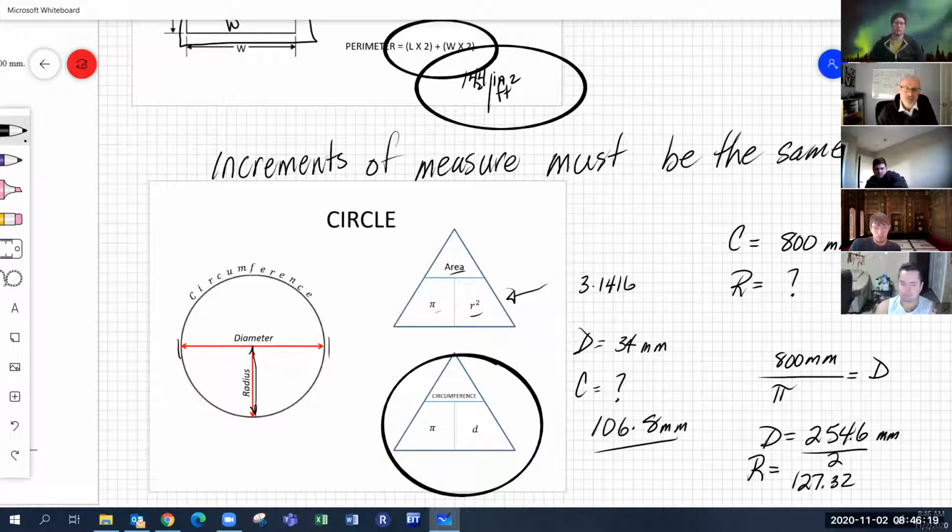Your increments of measure must be the same. I can't multiply feet and inches together. I can't multiply millimeters and meters together. I can't multiply centimeters and meters together. So you understand that we cannot multiply dissimilar increments of measure. We must always have them the same before we multiply or divide any of these numbers together. Okay, so that's super important. You need to make sure that you have that.